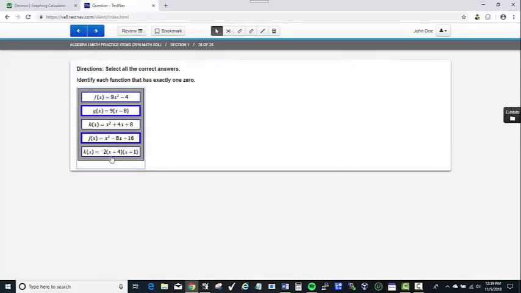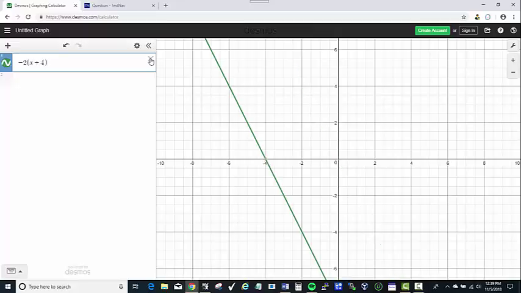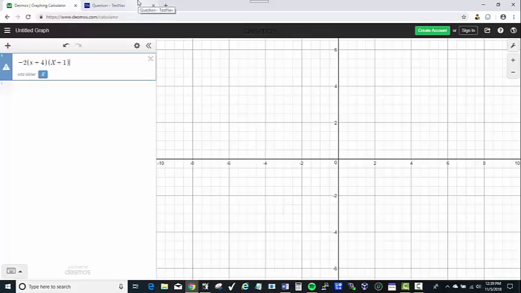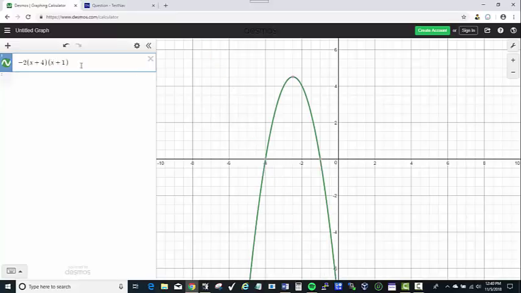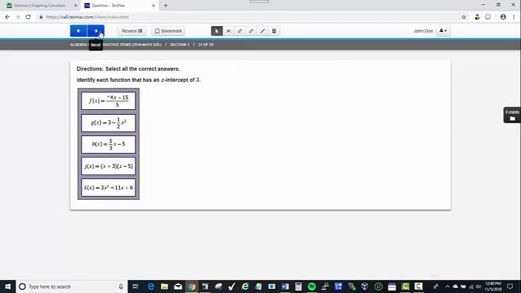Then negative 2 times x plus 4, x plus 1. Oops, I put a capital. No. There we go. And there's 2 zeros, so that doesn't fit. So there's only 2 that fit, the second and the fourth. There we go. All right, identify each function that has an x-intercept of 3.